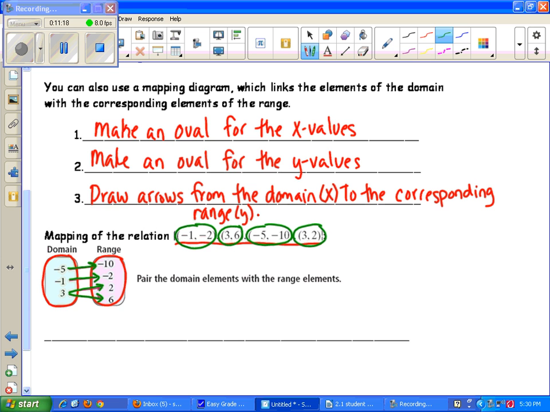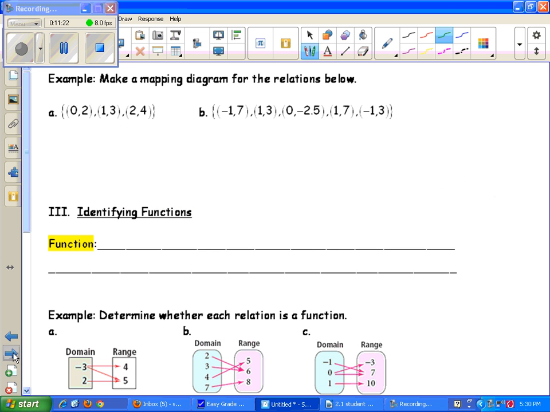So let's practice doing some of these mapping diagrams. For example, given these relations, we want to make the mapping diagram. So what you want to do is, again, first you make an oval for your x values, which is also called your domain. Or square, doesn't matter if it's really oval. And make one for your range. I'm just going to make it more of a rectangle kind of.